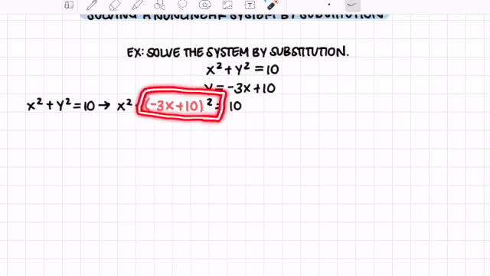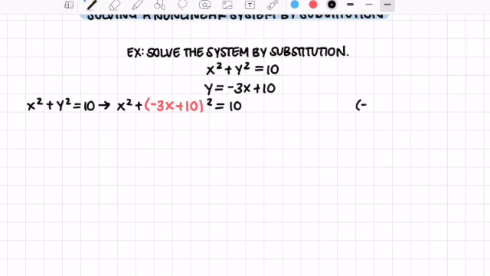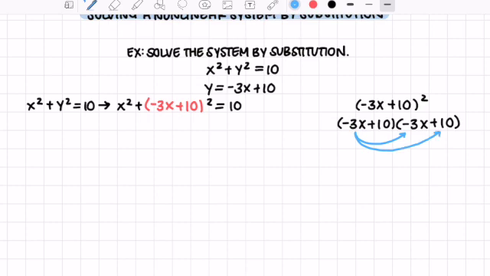You have here negative 3x plus 10 to the power 2. I'm going to FOIL it, and I'll FOIL it on the side. So we have negative 3x plus 10 to the power of 2. I could split it up into two different expressions, negative 3x plus 10 times negative 3x plus 10. And when I FOIL it, that means I'm just going to distribute the negative 3x to the other negative 3x and the negative 3x to the 10. Same thing over here, distribute the 10 to the negative 3x and the 10 to the 10.